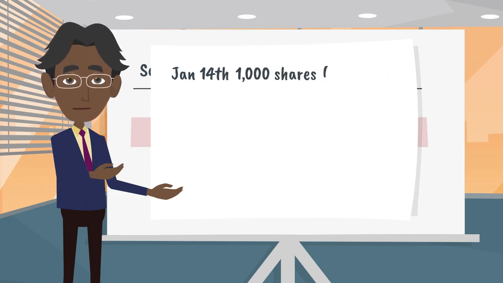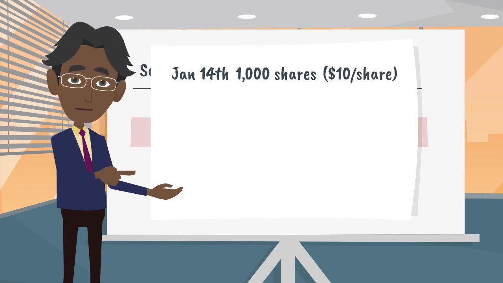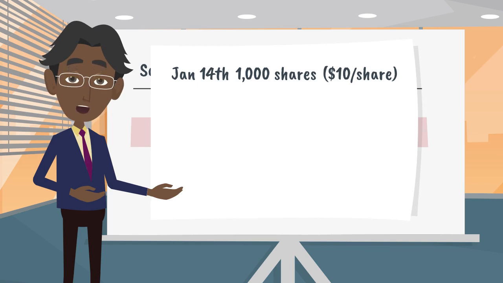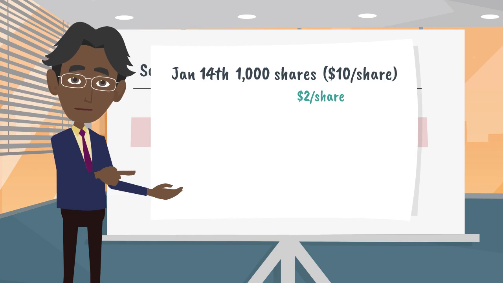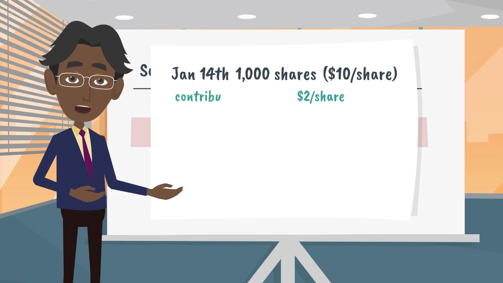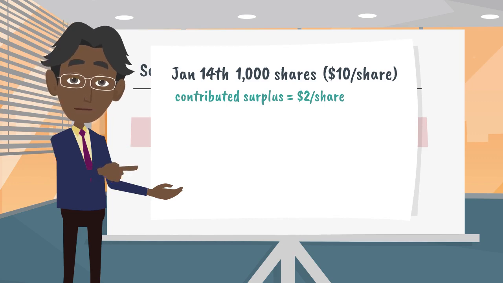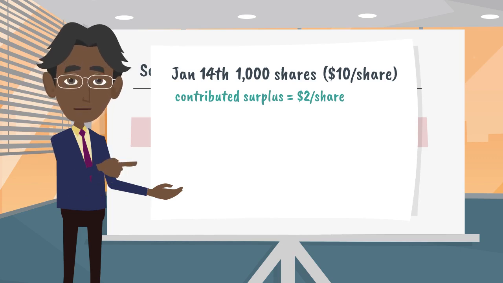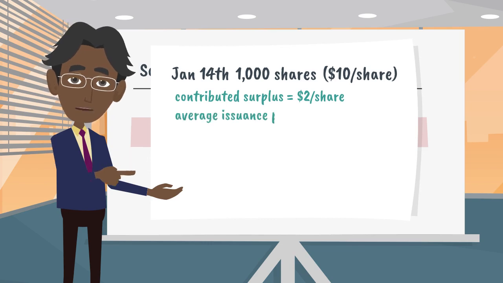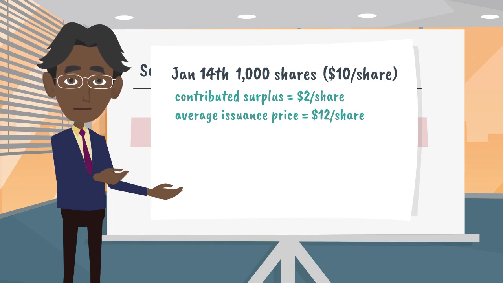Say the market value is $10 instead on January 14th. This means that the company is purchasing the shares at a lower price than the average issuance price, with a difference of $2 per share. This discrepancy goes to the contributed surplus account. Although we are buying back 1,000 shares, these shares are now worth $10 each and not $12 each. We recorded them on our books at $12 each, so we must use this average issuance price of $12 to properly account for the number of shares we are buying back.